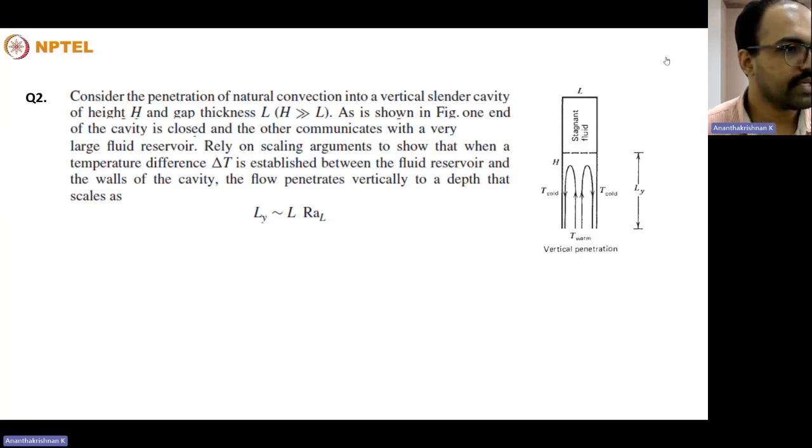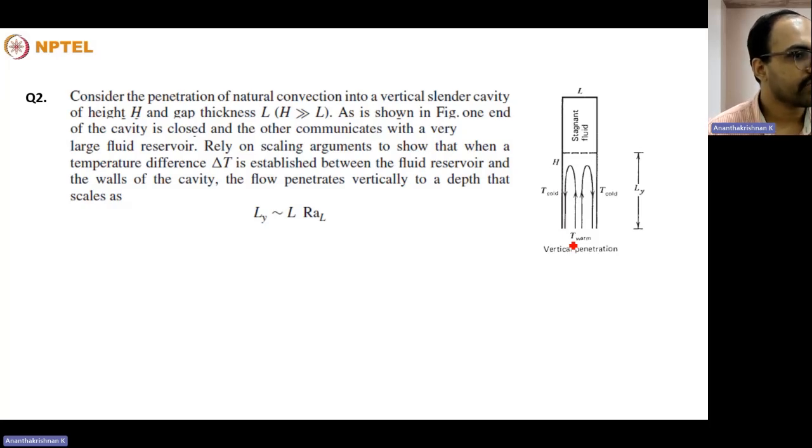So this question is similar to that of the first question, apart from the fact that this is a vertical wall. In the previous case, it was a horizontal wall. Here, the bottom section of the wall opens to a reservoir. The question says, consider the penetration of natural convection into a vertical slender cavity of height H and gap thickness L. H is very much greater than L, as is shown in the figure. One end of the cavity is closed and the other communicates with a very large fluid reservoir.